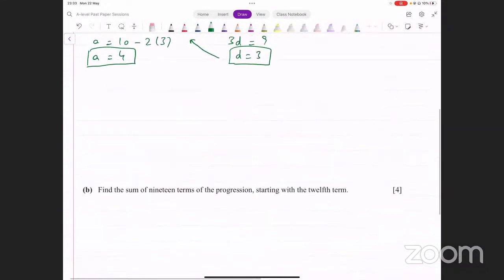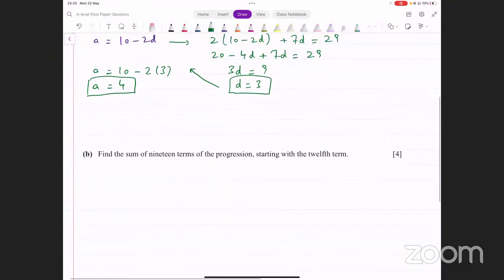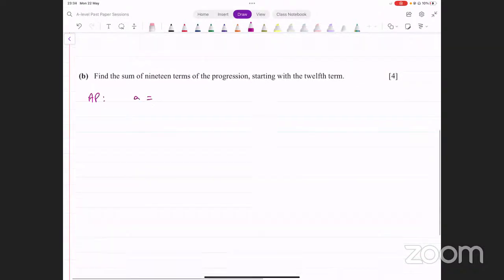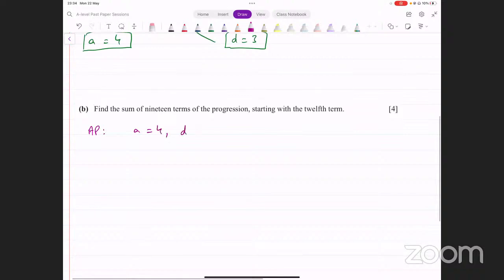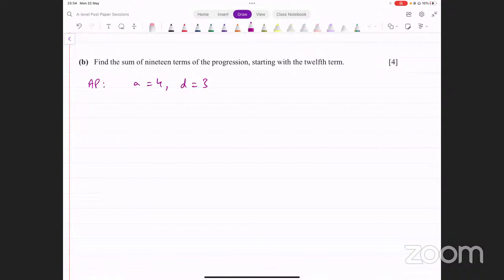AOD हमने figure out कर लिया. In the next part it says, find the sum of 19 terms of this progression, starting with the 12th term. Okay, now that's a bit tricky. So we're talking about an AP, वो same arithmetic progression है हमारे पास, which has the first term of 4 and a difference of 3. This is an AP that we have. We want the sum of the 19 terms of this progression starting from the 12th term.